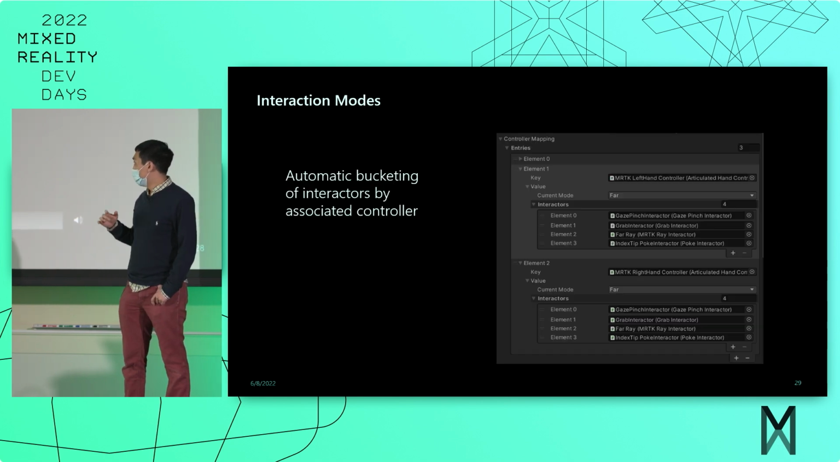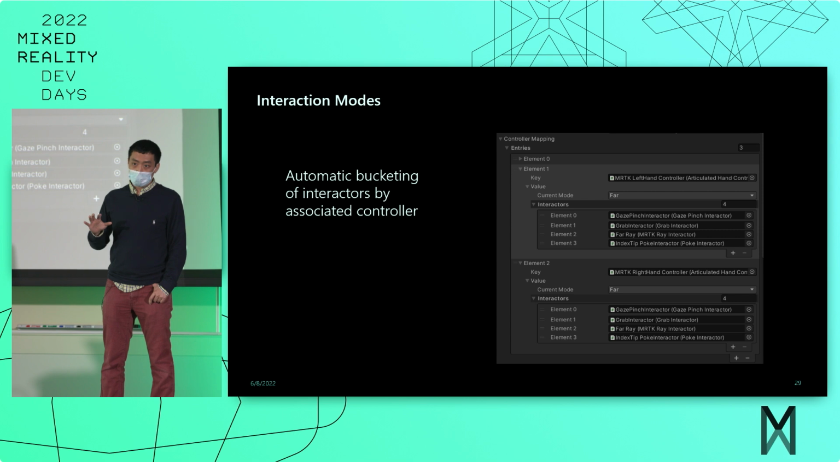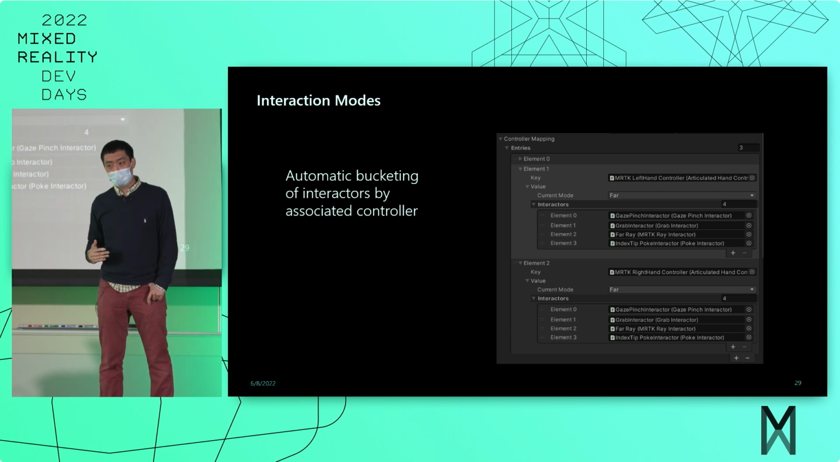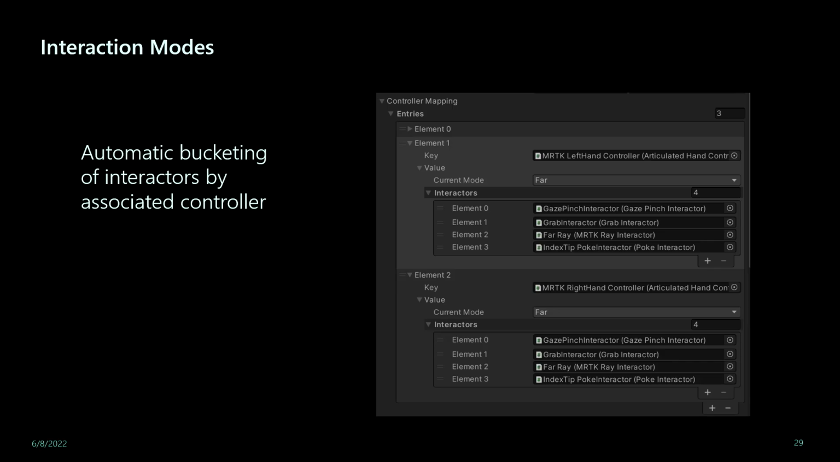Instead of defining just near mode or far mode, we've defined an abstract list of interaction modes. We'll start with how this first works. You have your XR controllers. Each of these represents an input source, and each controller will have some set of interactors associated with it in general.